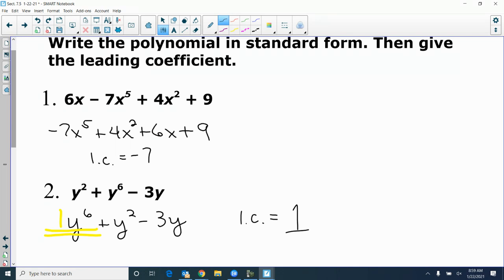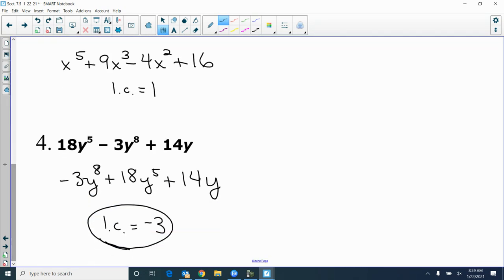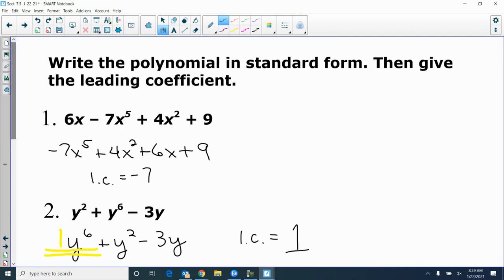Like when we got -3, I don't know how we got that. What does that represent? Look at the directions. They say give the leading coefficient. That's all that is. The leading coefficient is whatever number is in front of the highest degree. So once you get them in order, that's all you look at to get your leading coefficient.